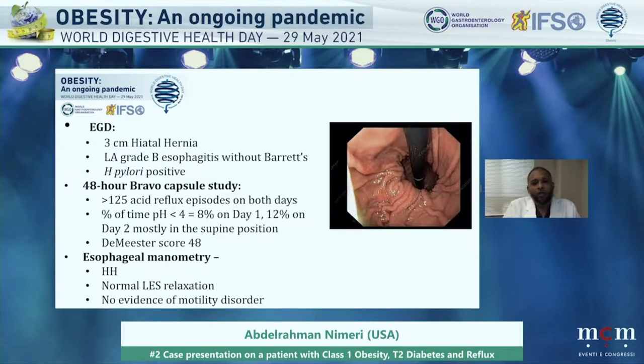is largely unremarkable. Her endoscopy shows, as the picture depicts, a 3-centimeter hiatal hernia, grade B esophagitis without Barrett's, and she was H. pylori positive. She had a 48-hour Bravo capsule study that showed that on both days she has at least 125 episodes of reflux. The percent of the time where the pH was low was 8% on the first day, 12% on the second day, mostly in the supine position. She has a Demeester score of 48. Her manometry showed no motility disorders and the presence of a hiatal hernia.